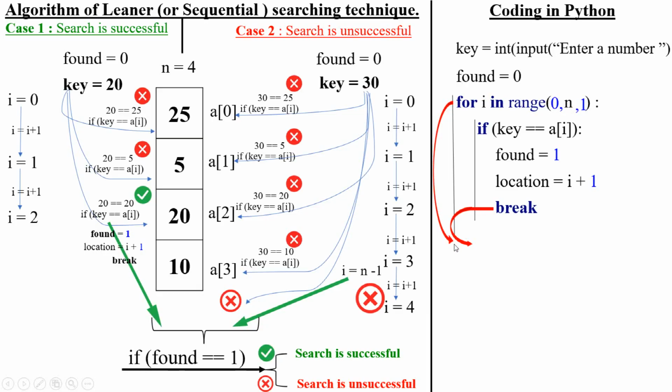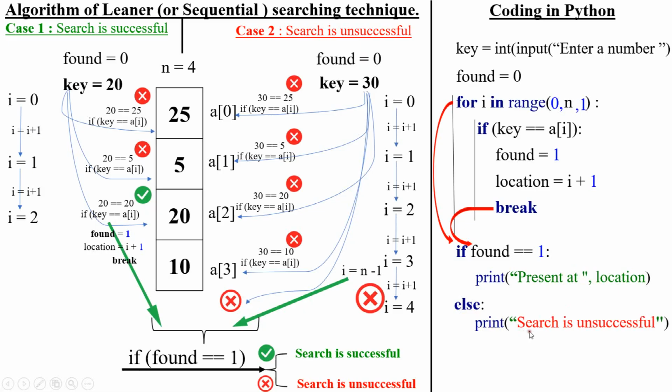The value of the variable found remains unchanged. That is, it remains 0, because we didn't find what we were looking for. Outside the loop, let's check whether the value of the variable found is 1 or not using an if statement. If yes, then we found the value we were looking for, at the position in the variable location. Otherwise, we wouldn't have found the value we were looking for. That's it. This is the end of the linear searching technique.